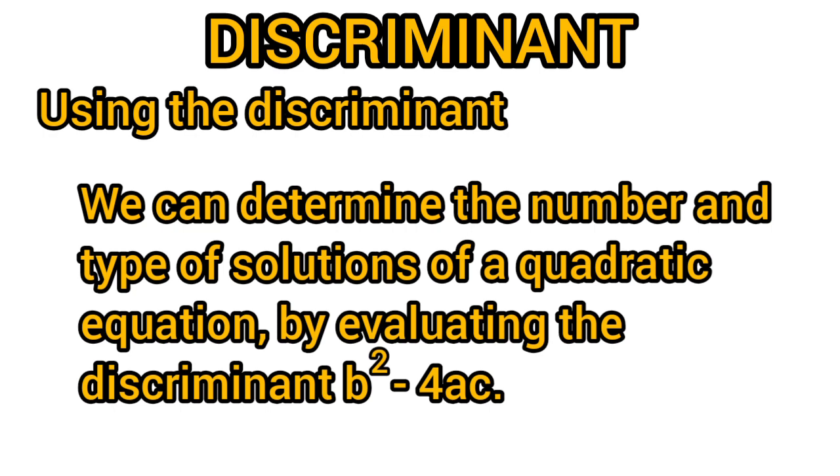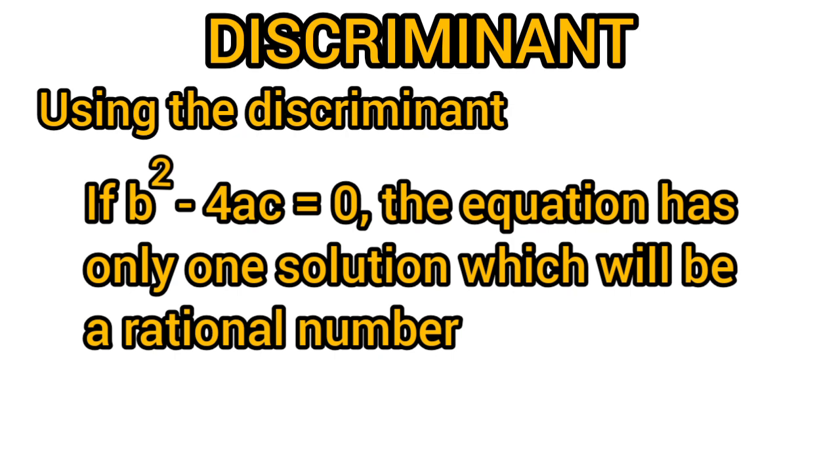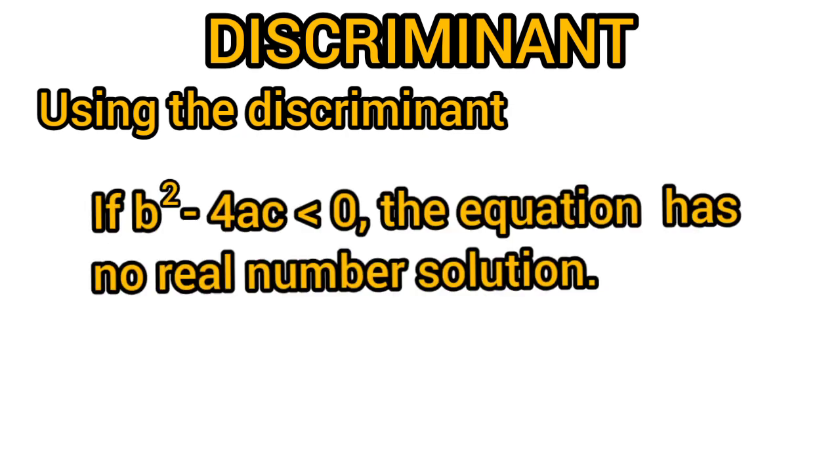4ac. If b squared minus 4ac is greater than 0, the equation has two real solutions. Both will be rational if the discriminant is a perfect square, or irrational otherwise. If b squared minus 4ac is equal to 0, the equation has only one solution, which will be a rational number. If b squared minus 4ac is less than 0, the equation has no real number solution.